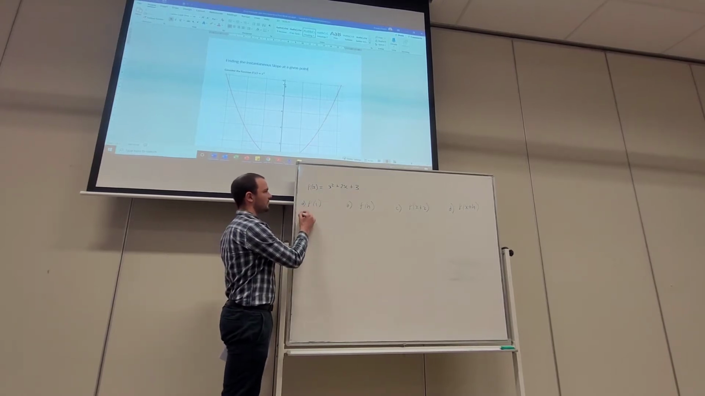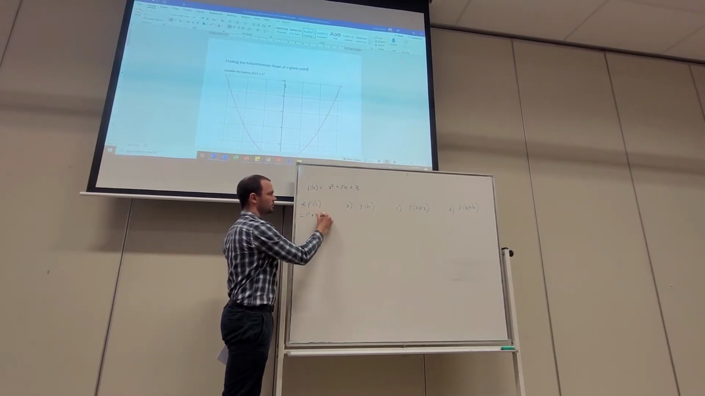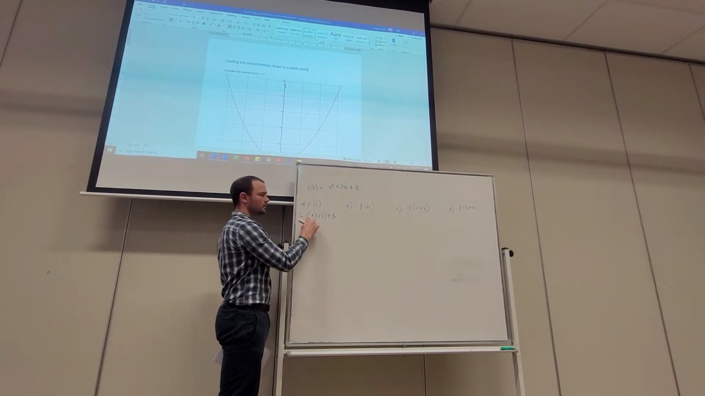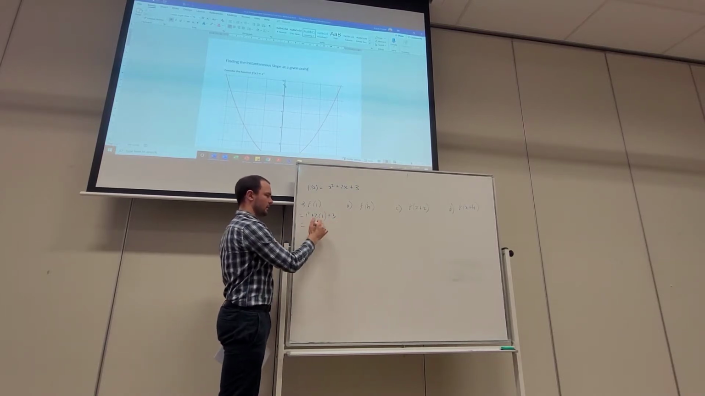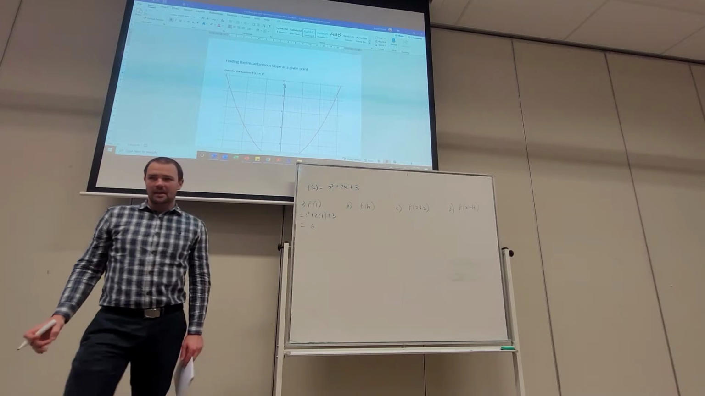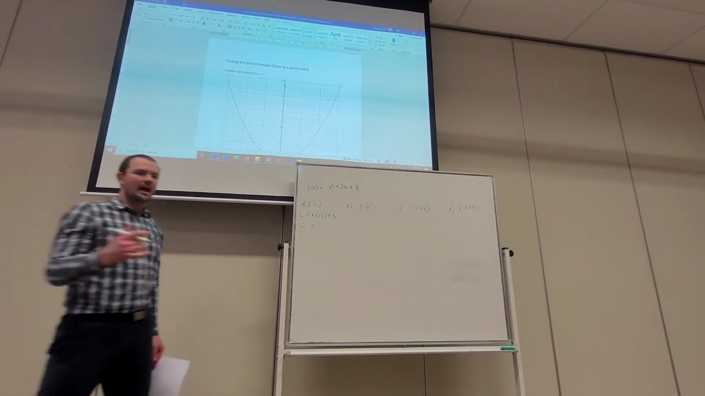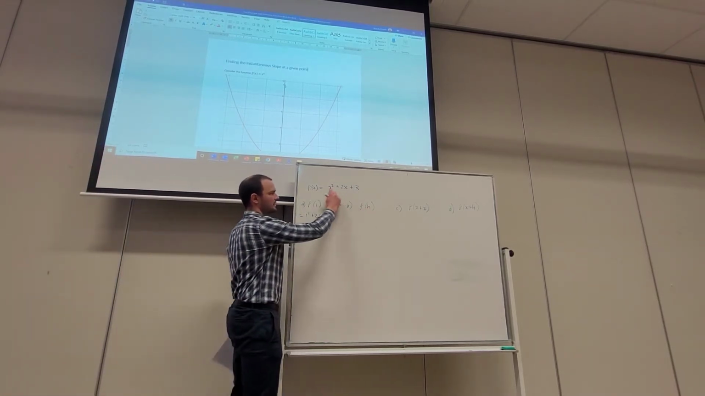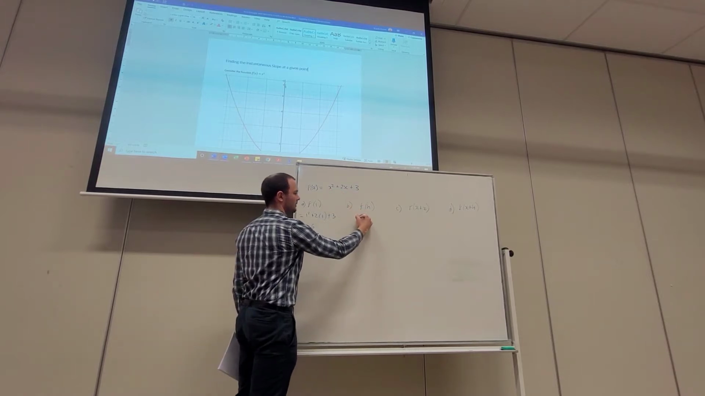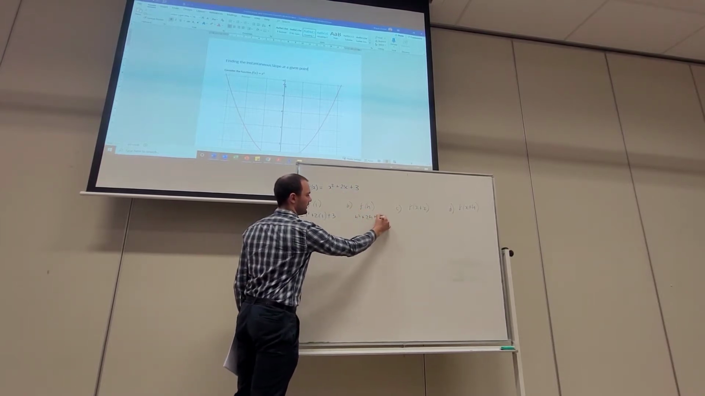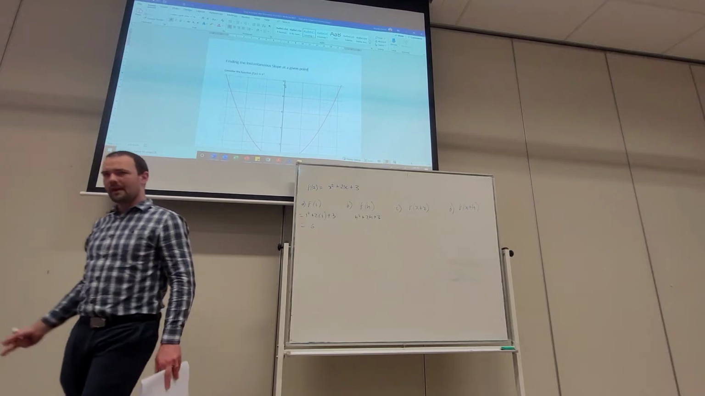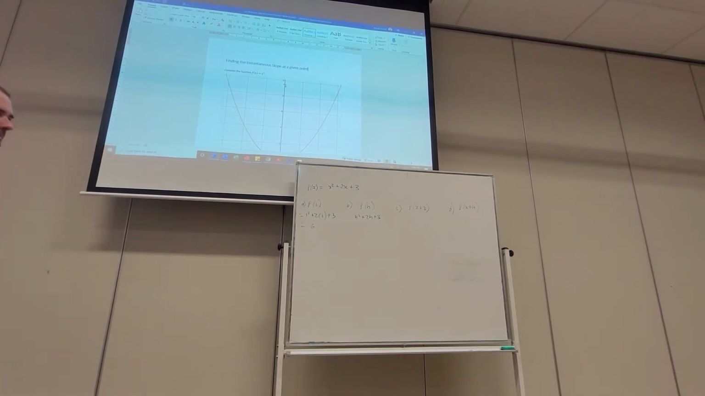So f of 1 is going to be 1 squared plus 2 times 1 plus 3. So that's going to be 1 plus 2 plus 3. That's going to be 6. F of h is where we're going to put an h everywhere the x is. So we're going to have h squared plus 2h plus 3. And we can't simplify it more than that because there are no like terms.